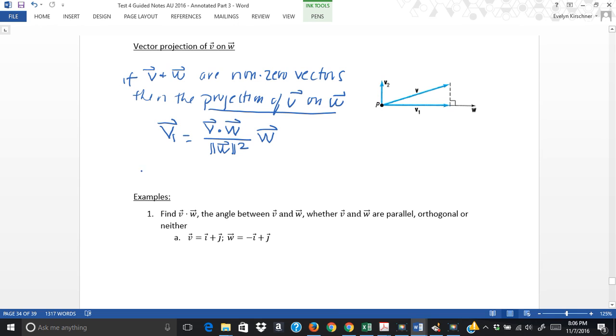Okay, and then this is a decomposition of V into V1 and V2, and then that means that V2 equals V minus V1, right? Because V1 plus V2 equals V.